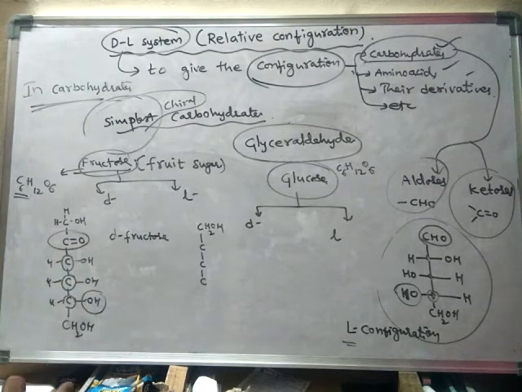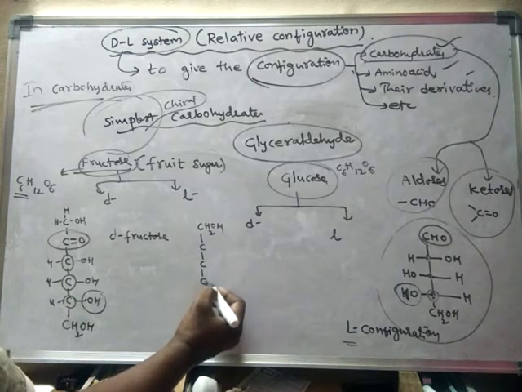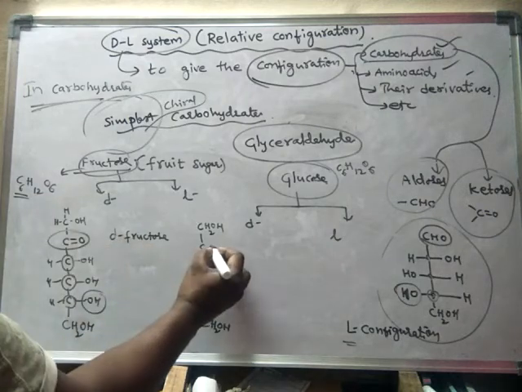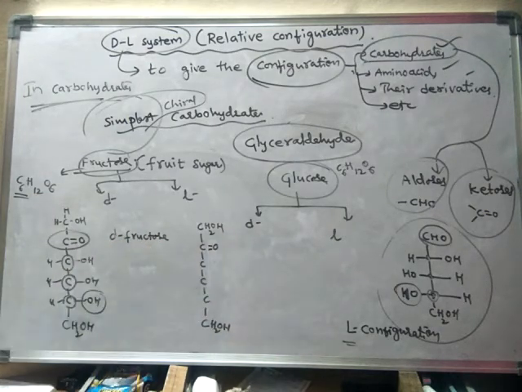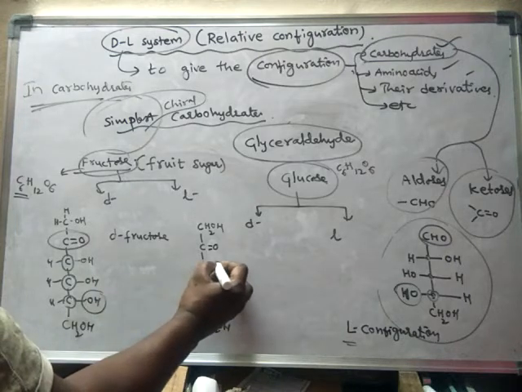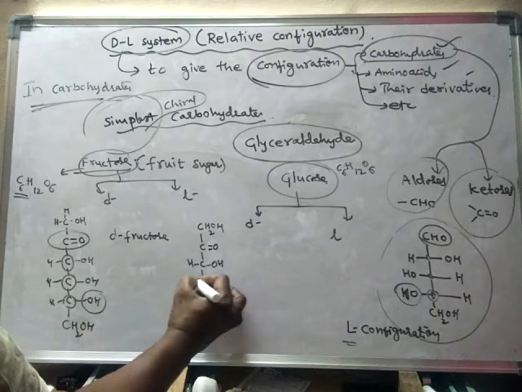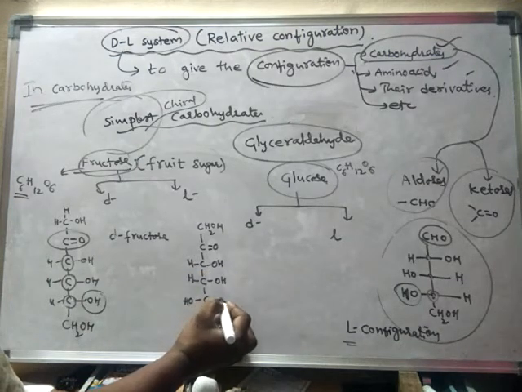How will L-fructose look? 1, 2, 3, 4, 5, 6 carbons, CH2OH here also. As it is fructose, I will write a ketone functional group. So here OH, H, OH, H, OH, H.